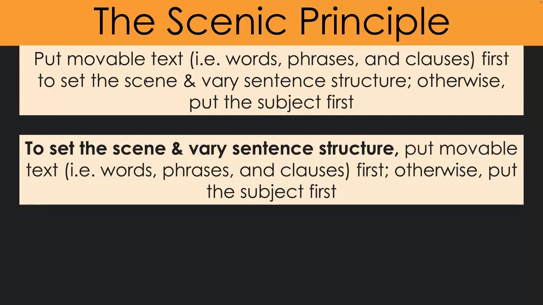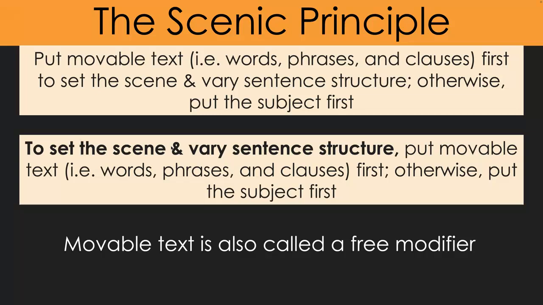So you can see it in this too, because I could just move this around and you'll see it. To set the scene and vary sentence structure, put movable text, i.e. words, phrases, and clauses first. Otherwise, put the subject first. You see it in action. I've taken this phrase right here, to set the scene and vary sentence structure. It's movable. I could move it around in the sentence. I could put it first, last, somewhere different. And it enhances my meaning. It changes my meaning. So you can see here how I'm trying to kind of emphasize it a little bit more. If you don't like it, put it somewhere else.